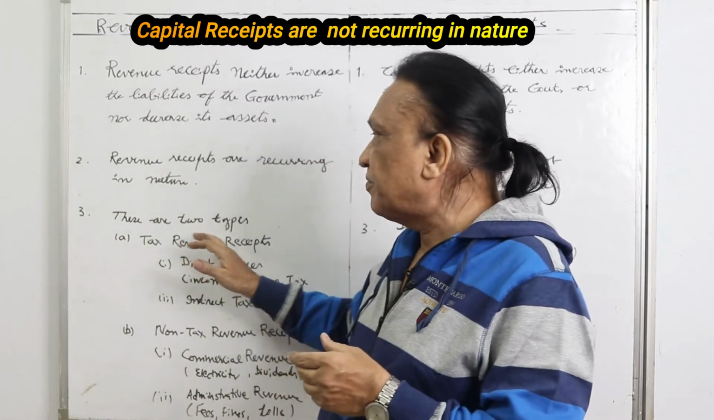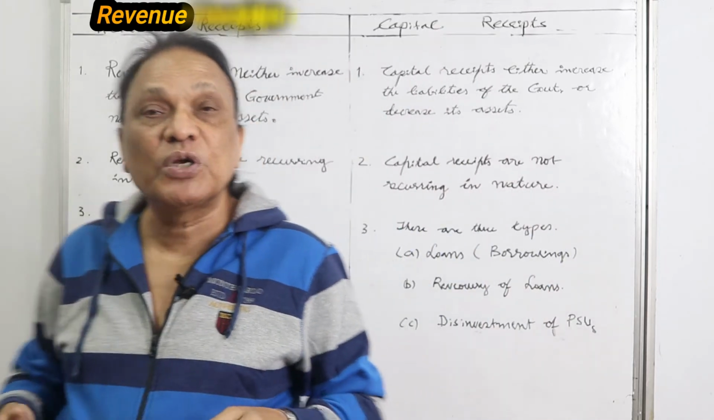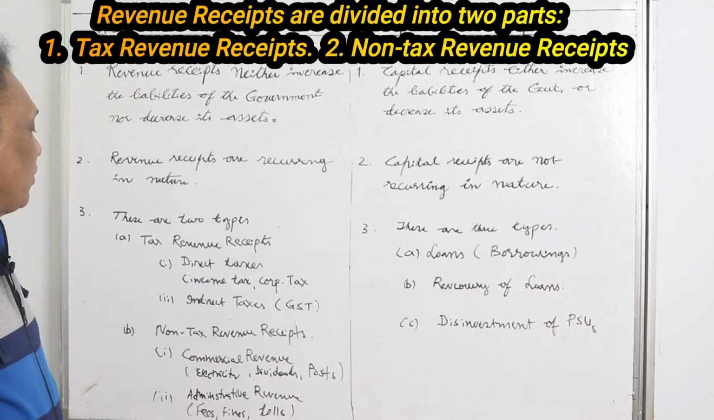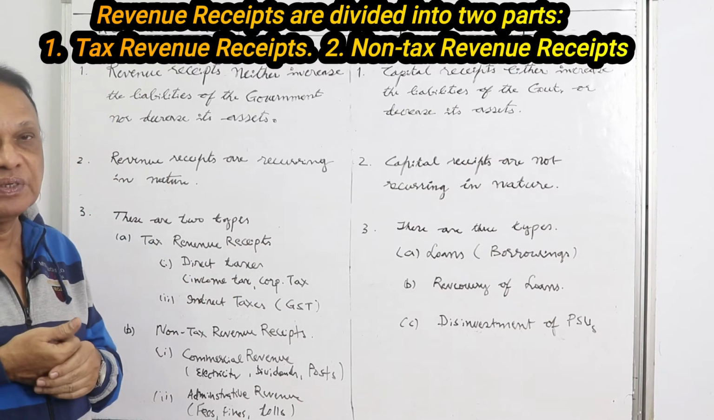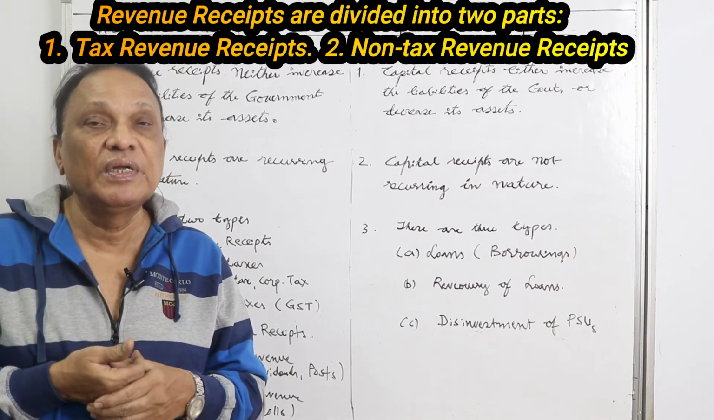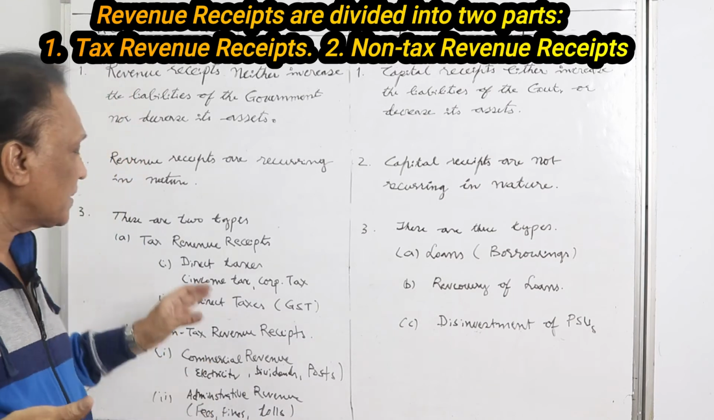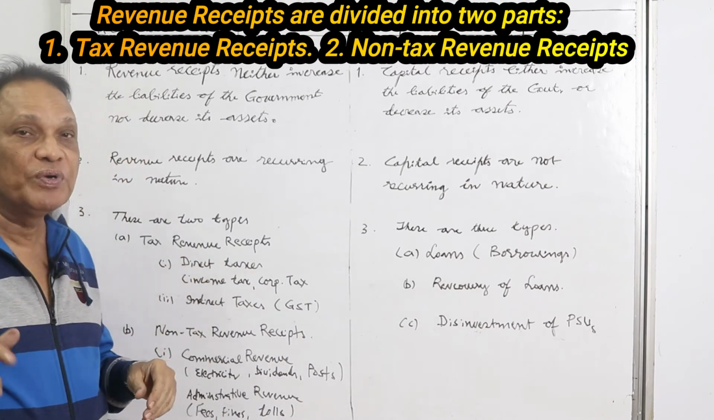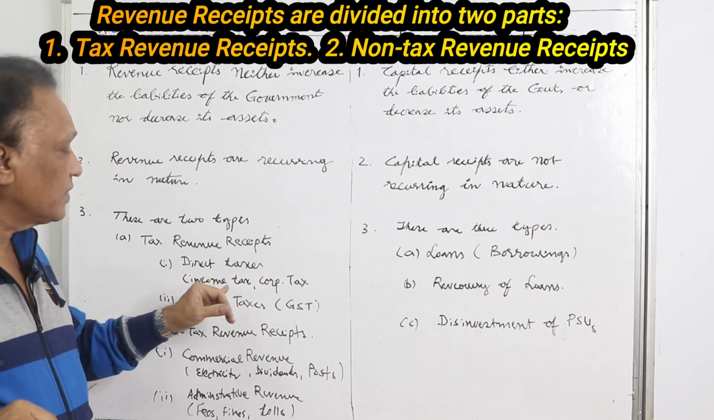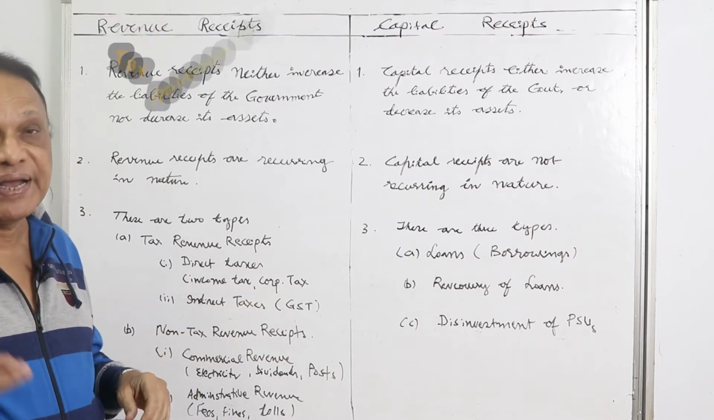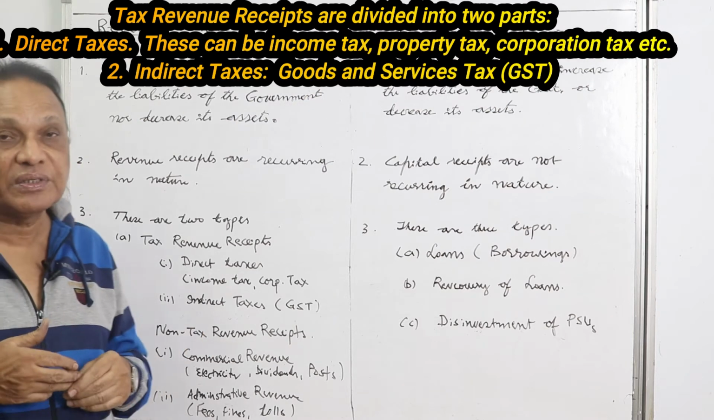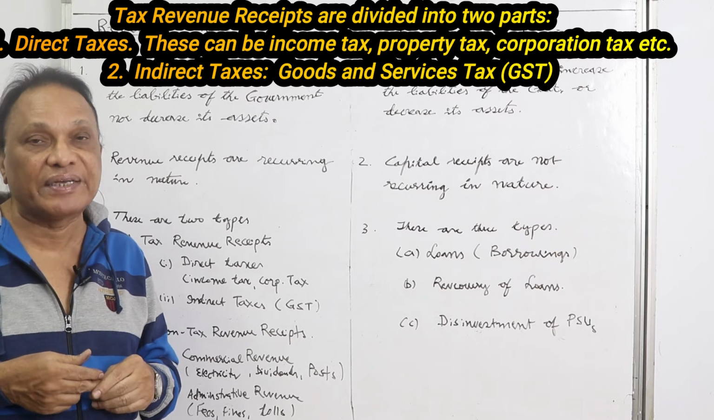The next point: we have already seen there are two types of revenue receipts in the government budget. One is tax revenue receipts. These are the revenue which the government collects in terms of taxes, and they are divided into two parts. Direct taxes: which are the direct taxes? We have income tax, corporation tax, property tax, wealth tax, interest tax. And then you have indirect taxes, that is GST, goods and services tax.